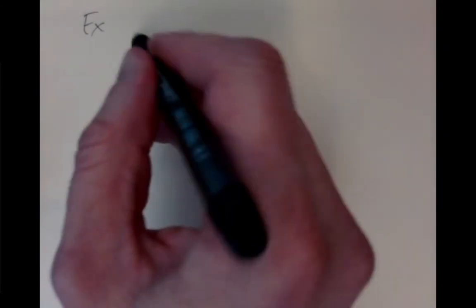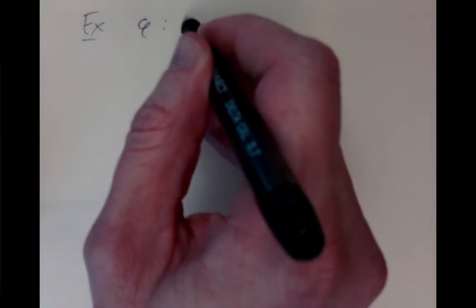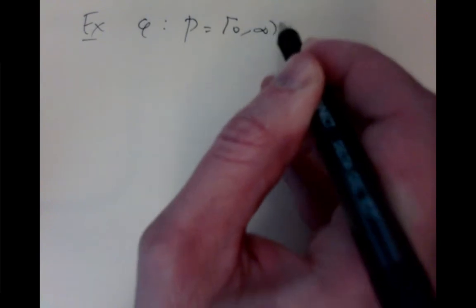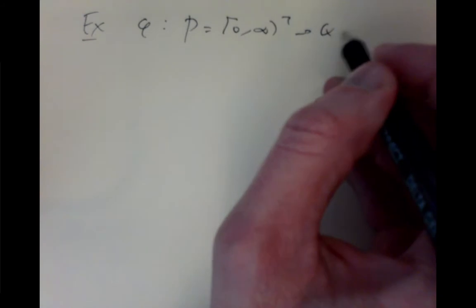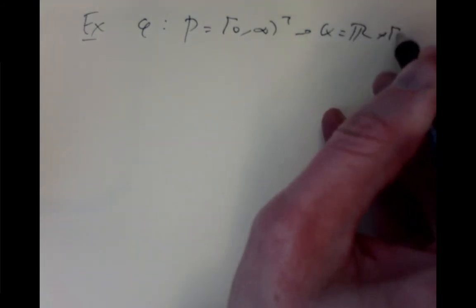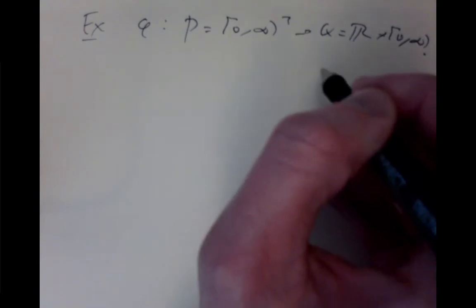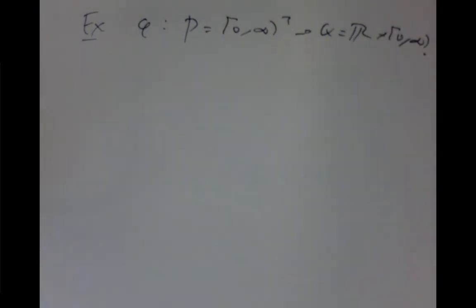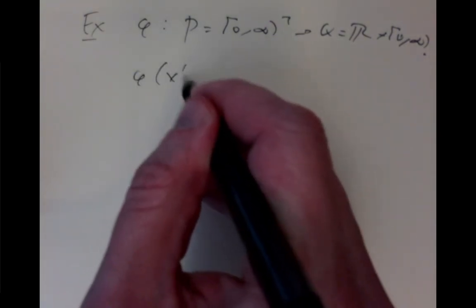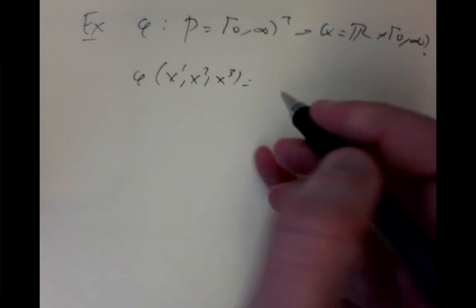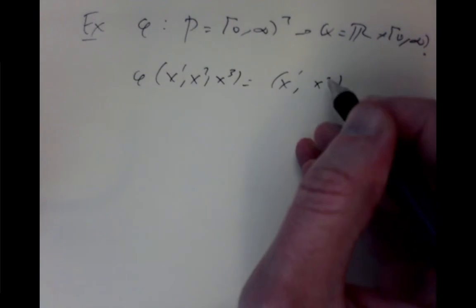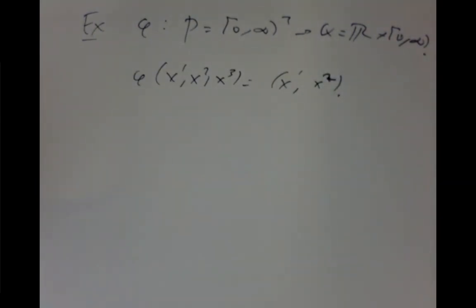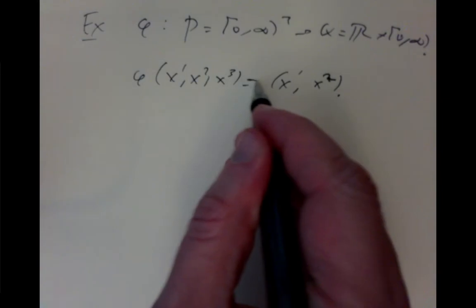A very simple example: phi takes P, which is the standard corner of three dimensions, to Q, but Q is going to be the real number line crossed with the standard corner in one dimension. This will be a very simple map, defined on a point (x1, x2, x3) simply as (x1, x2). Okay, so that looks at first like it's just a linear projection.